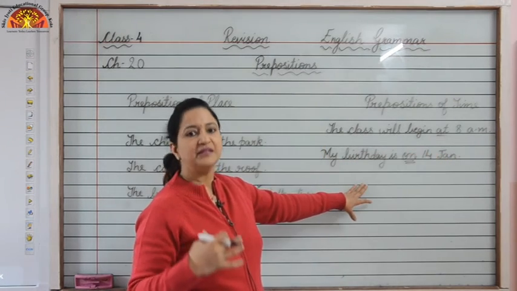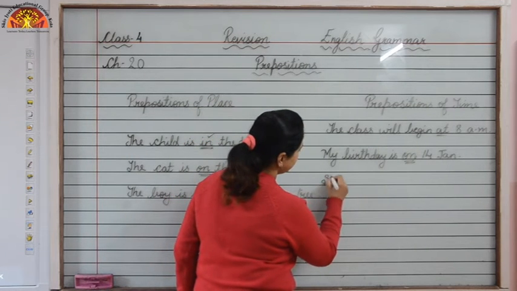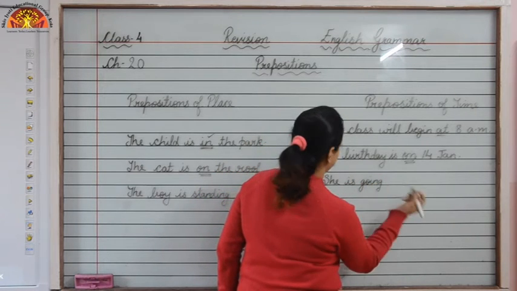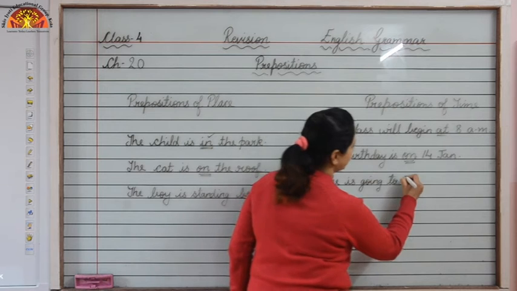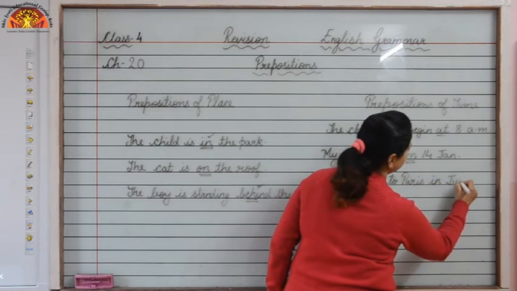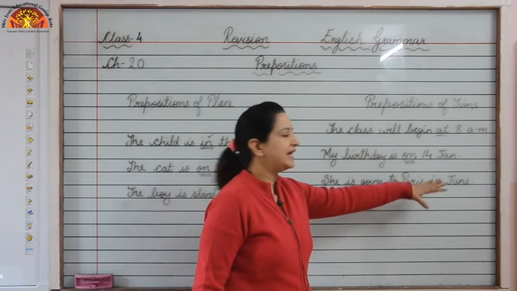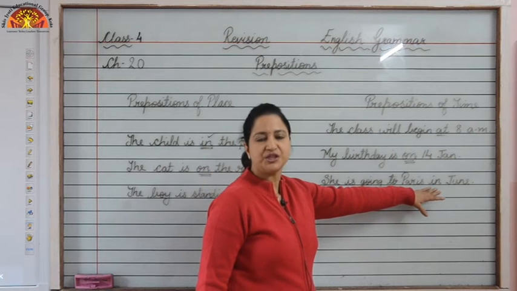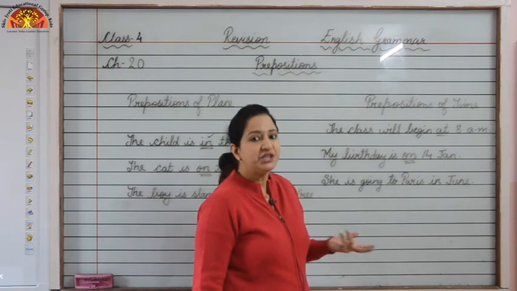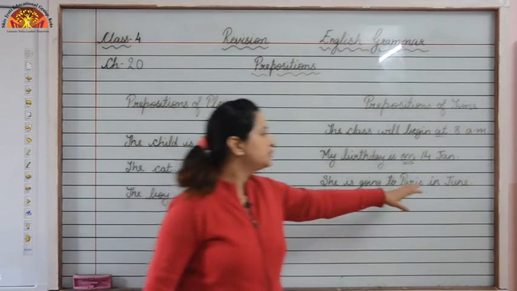For months we will use in. Now, she is going to Paris in June. Here for the month we have to use in. This is the preposition of time. She is going to Paris, but when is she going? In June. So for months we use in.